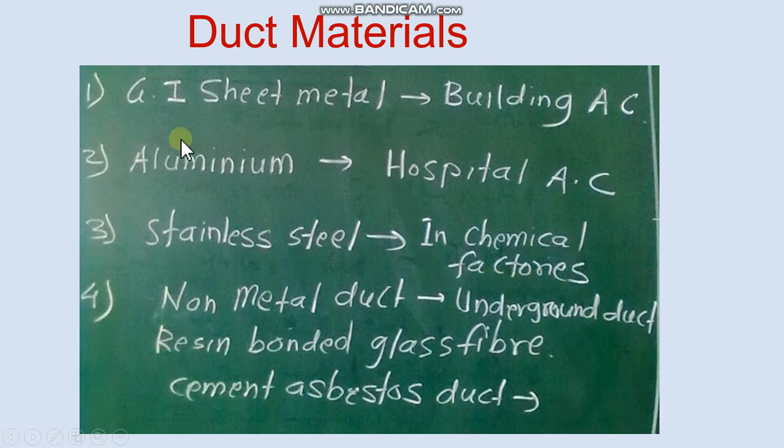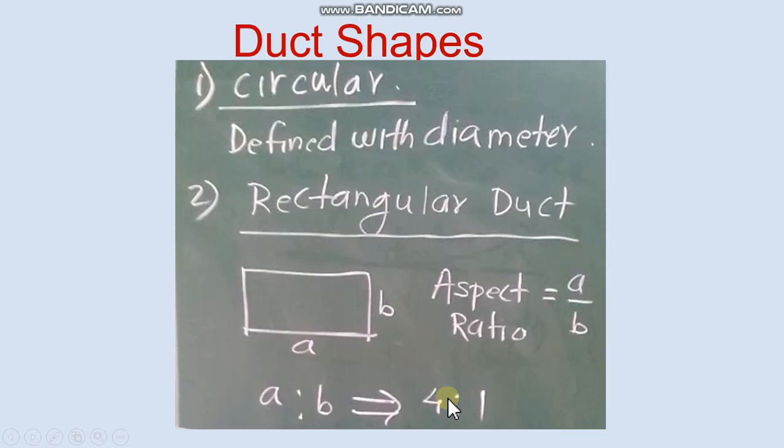For duct materials, galvanized iron sheet metal is used for building air conditioning. For hospital air conditioning, aluminum is preferred. In chemical factories, stainless steel is preferred as a duct material. For underground ducts, non-metal ducts, that is resin bonded glass fiber and cement asbestos, are preferred.